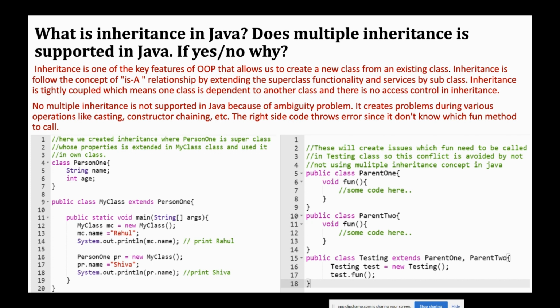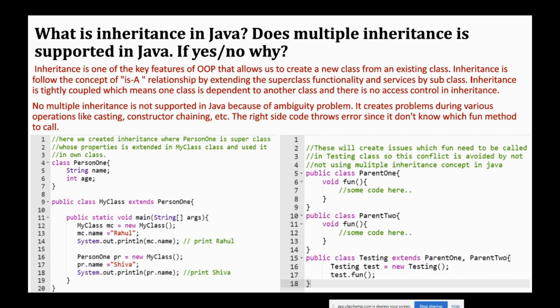Inheritance is tightly coupled, which means one class is dependent on other classes, and there is no access control in inheritance. Basically we know that multiple inheritance is not supported in Java because of ambiguity problems. It creates a problem during various operations like casting, constructor chaining, etc. The right side code here throws errors since it doesn't know which method to call.